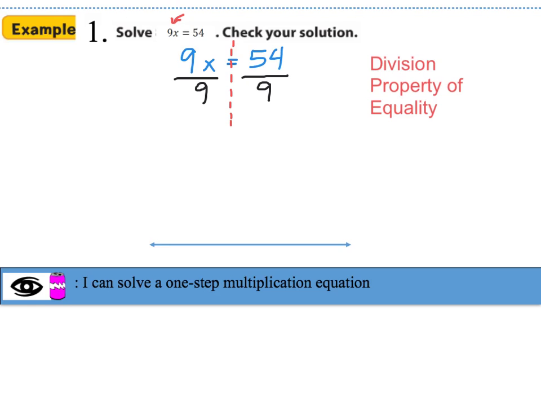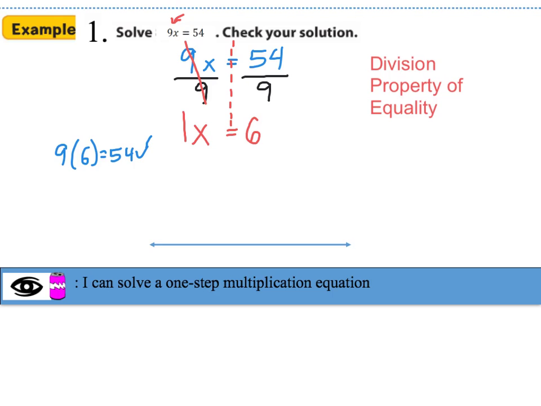my equation balanced. Now on the left-hand side, we can do 9 divided by 9, which becomes 1. So x is all by itself, or you can call it 1x, it's the same thing. And on the right-hand side, we can do 54 divided by 9, which becomes 6. So the value of x is equal to 6. Let's plug this back in to check our solution. So 9 times 6, when we do the math, we do get 54, so we checked our solution.